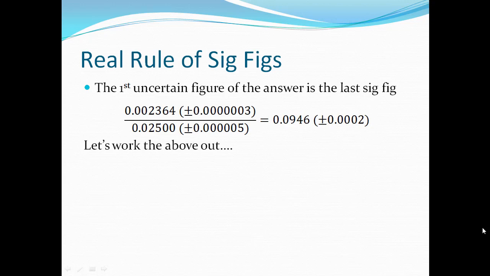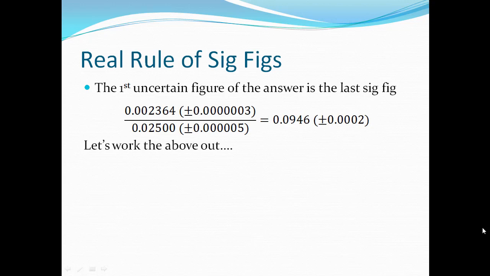First, let's deal with the number itself, not the errors. If you were to divide that normally without any errors, each of those numbers has 4 significant figures, so your answer should then be 4 significant figures. As a matter of fact, it ends up being 0.9456. But you notice that the answer they get is not 0.9456, they actually round up. They only have 3 digits, which is 0.946.